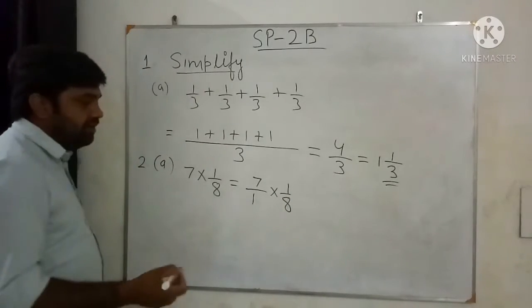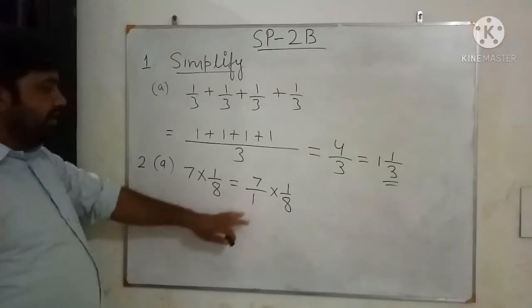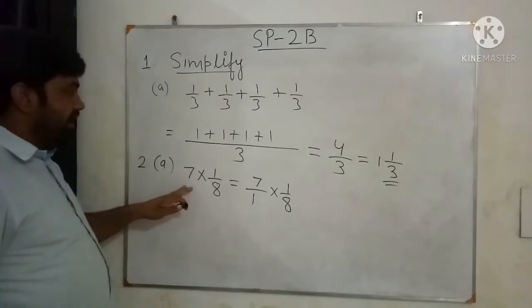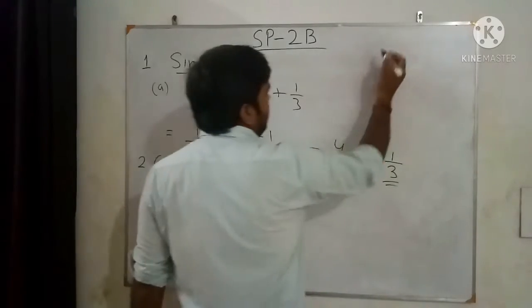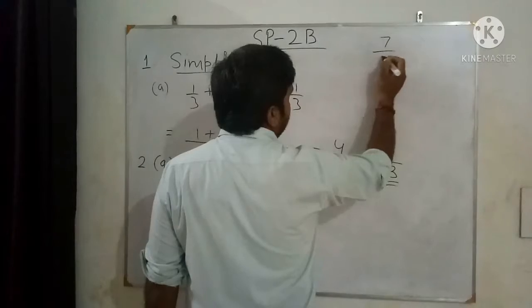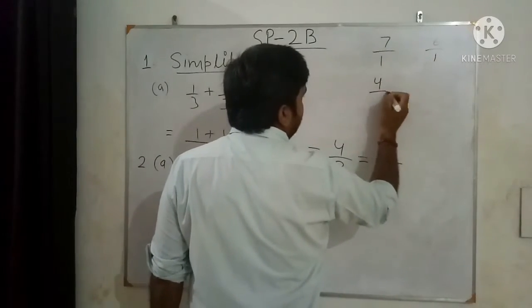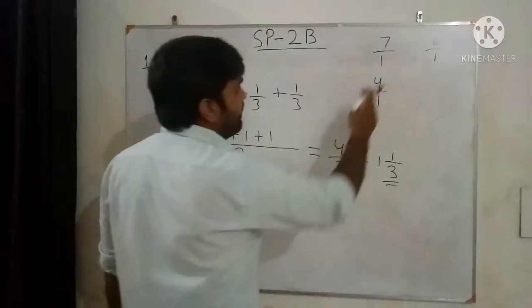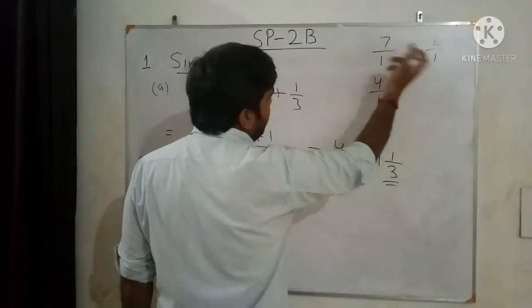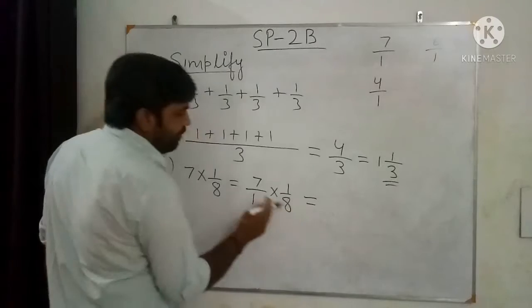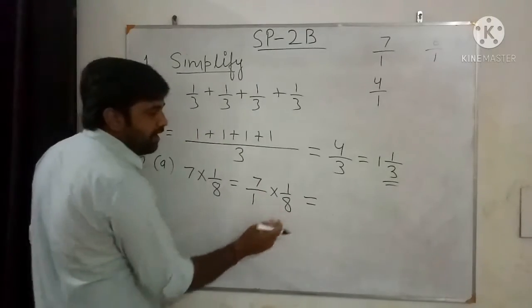So we can write a natural number or whole number in the form of a fraction. Every whole number or natural number has the denominator 1. 7 can be written as 7 by 1, or 6 you can write as 6 by 1, 4 can be written as 4 by 1. This means if you divide 7 by 1 you will get the same quotient, 7 only. So here, multiplication is done: numerator multiplied with numerator and denominator multiplied with denominator.